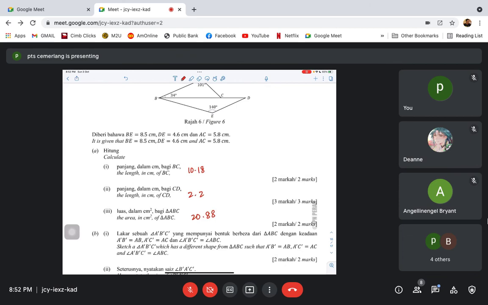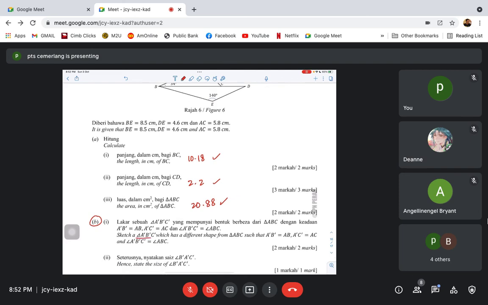So if you see, this one may be a bit different. I'm going to talk about this one, B1. This one you can use the formula that we have already learned just now to find the area, to find the length, using your sine rule, cosine rule. Tapi soalan B1, this is something that I have not talked about just now. So over here, you are asked to sketch a triangle which has a different shape from your triangle ABC, such that A prime B prime is equals to AB, A prime C prime is equals to AC, and the angle A prime B prime C prime is equals to angle ABC.